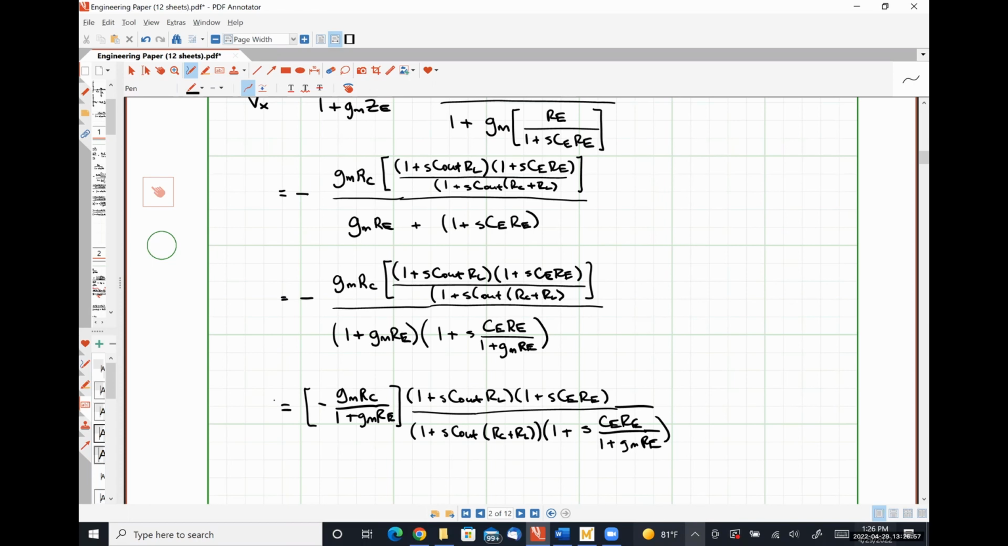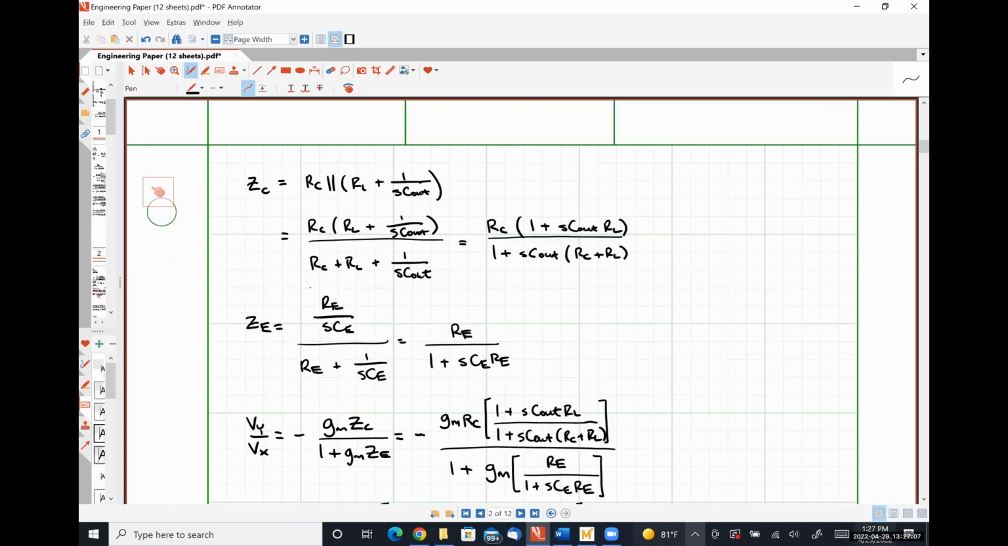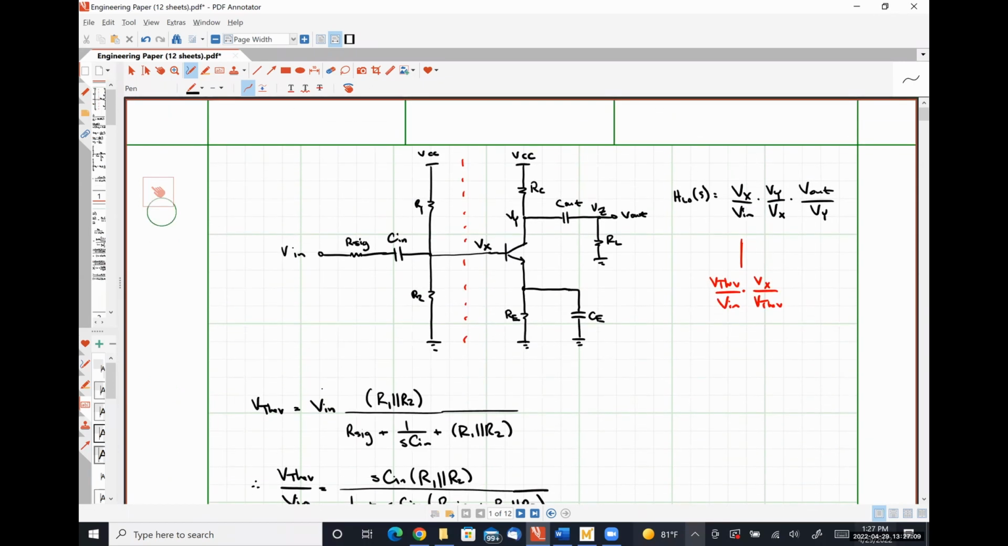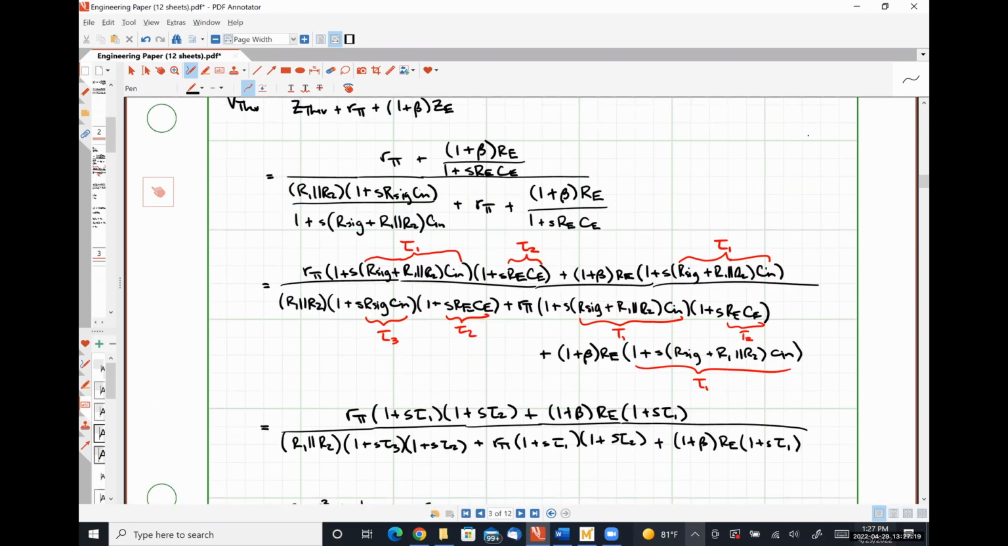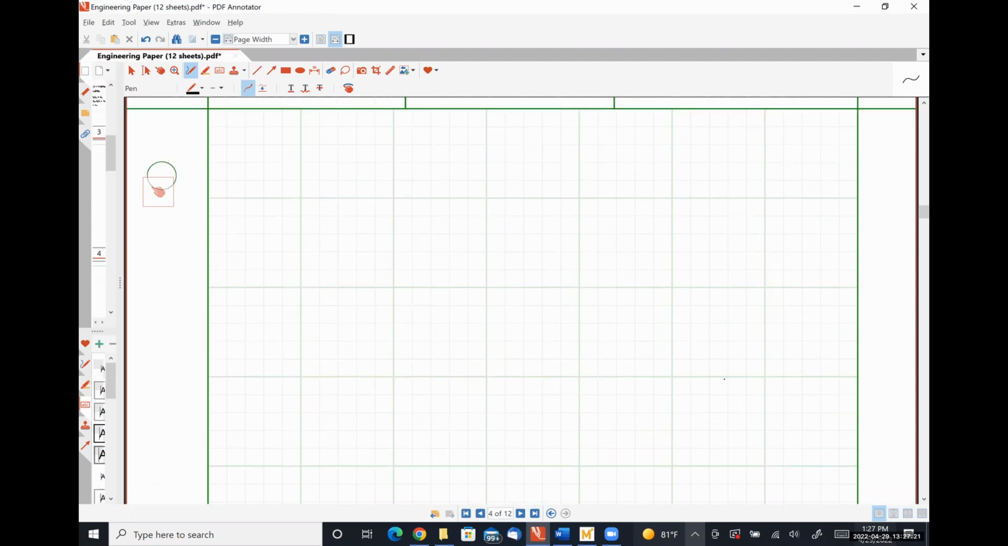3B is much more straightforward because I specifically tell you to use the Miller method to split your capacitor. If we looked at 3B, let me redraw this real quick and then we'll just talk about it briefly because we're almost out of time after solving half a problem.